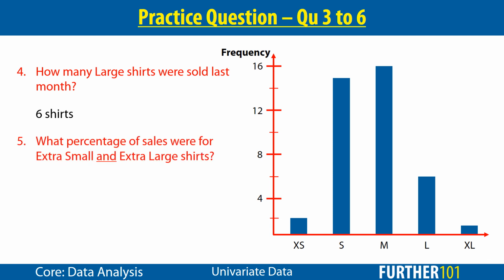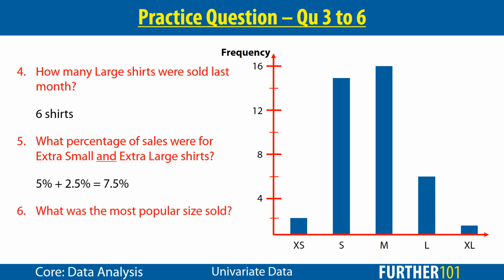The 5th question asks what percentage of sales were for extra small and extra large shirts. So we actually need to add the percentages for both the extra small and extra large. We'll get that off the frequency table, and we can see we had 5% for extra small and 2.5% for extra large. In fact, we calculated both of those, and that gives us an answer of 7.5%.